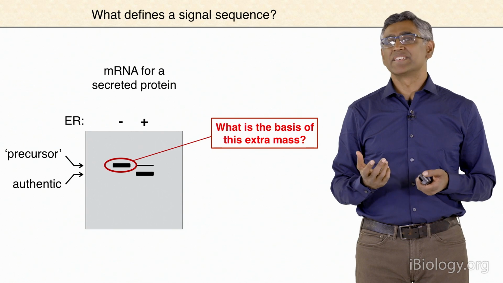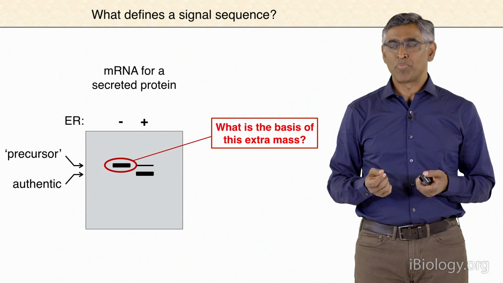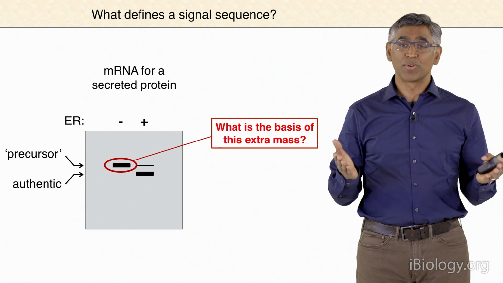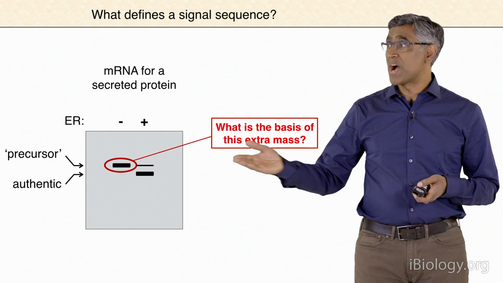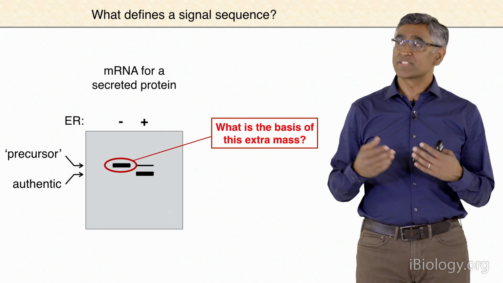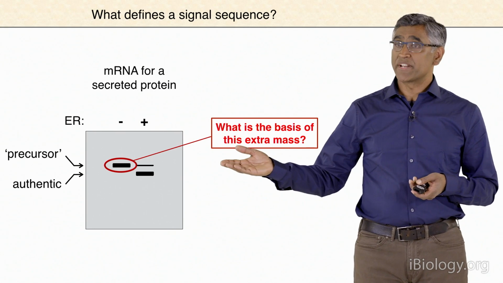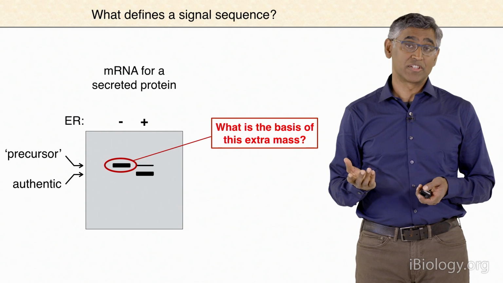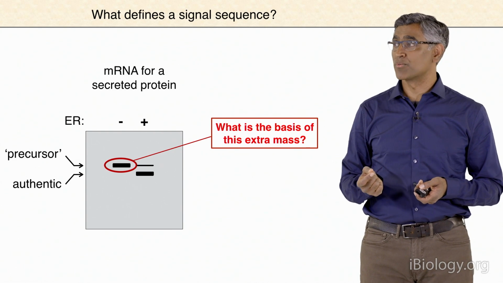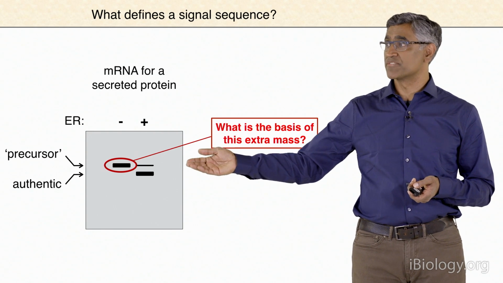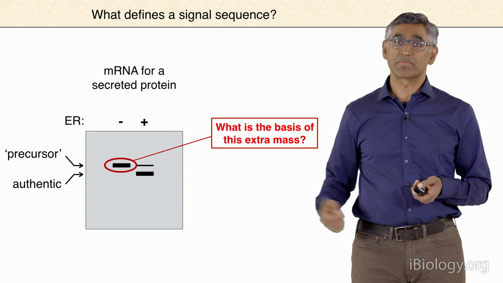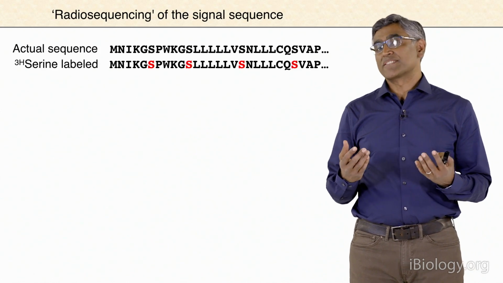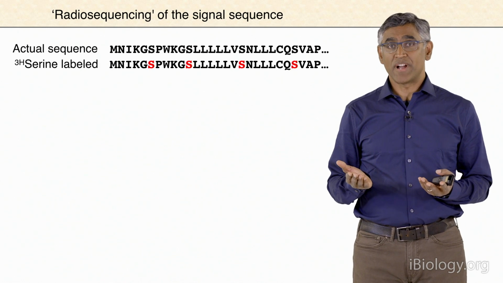So what exactly is the basis of this extra mass? At the time, it was very difficult to identify the sequence of that directly. In fact, the amount of this protein that you're making is extremely small. Although it's radioactive, so you can detect it, other ways of detecting what's going on were very difficult. So they had to use a clever trick to figure out what the sequence of this extra little bit of protein might represent. Remember that these translations are done in the presence of radioactive amino acid.